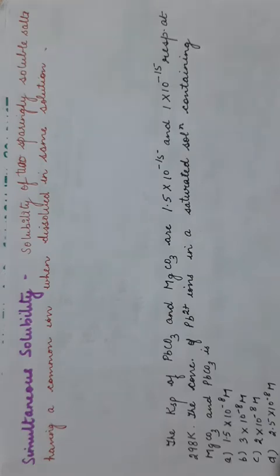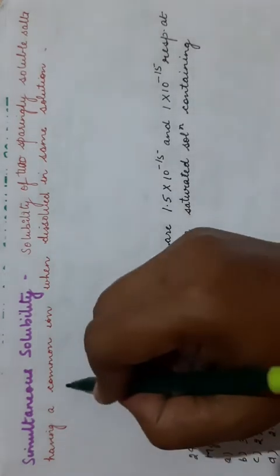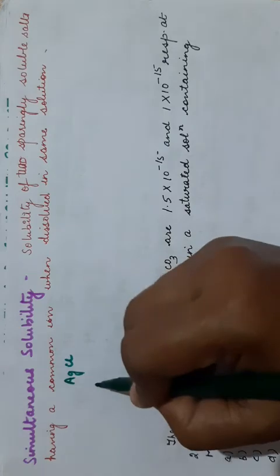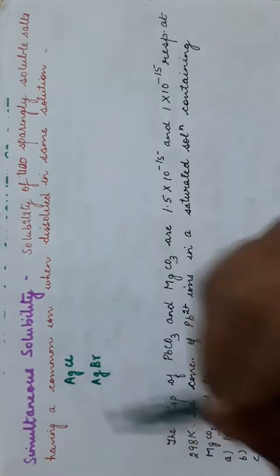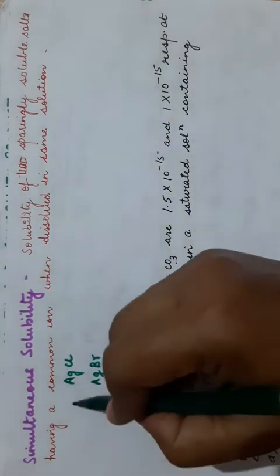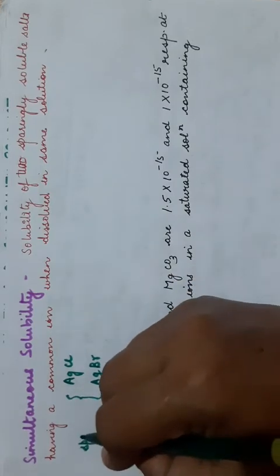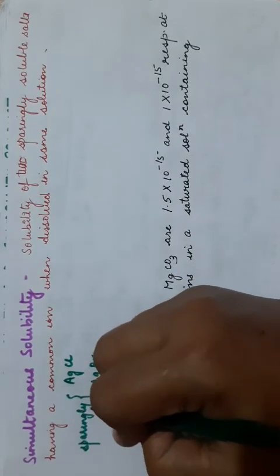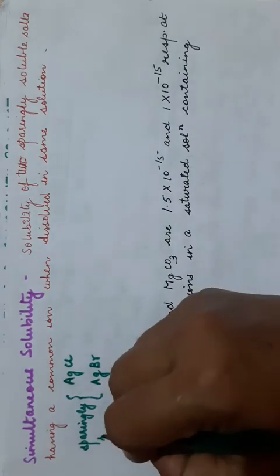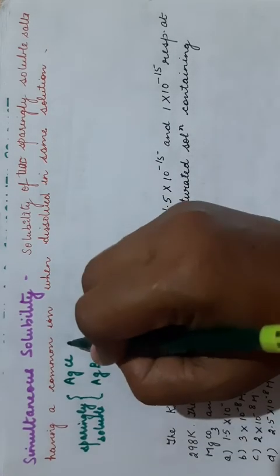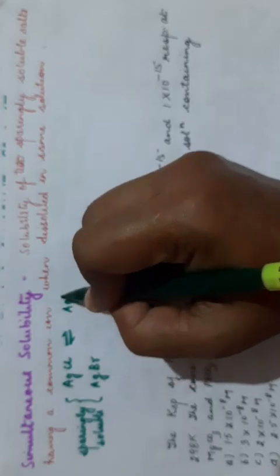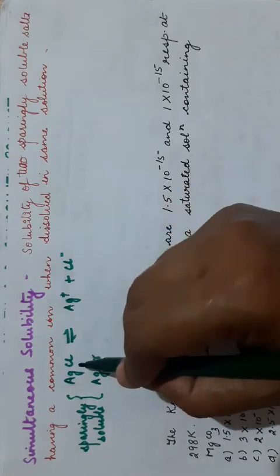Now next is simultaneous solubility. Simultaneous solubility means the solubility of two sparingly soluble salts having a common ion when dissolved in the same solution. For example, if you take AgCl and AgBr, these are the two salts. Both of them are sparingly soluble salts. So when they are dissolved in the same solution, what will happen? It will dissociate to form Ag plus and Cl minus ions. There will be an equilibrium between the ions and the undissolved solid.